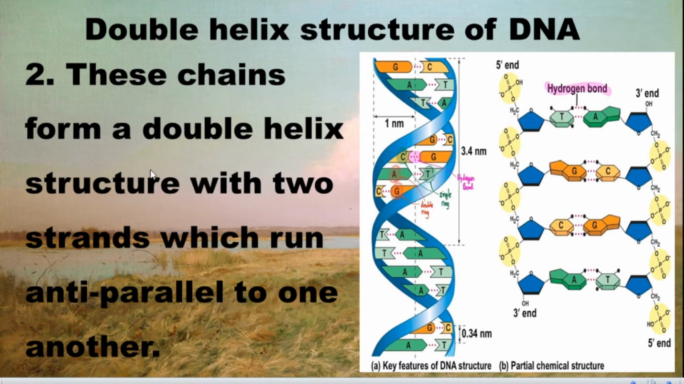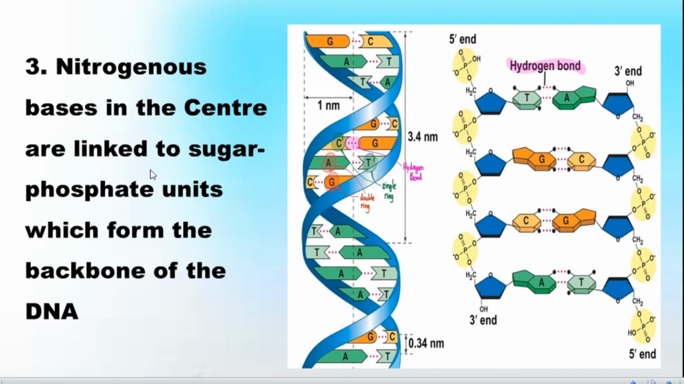So we will see that is the next point. Nitrogenous bases in the center are linked to sugar phosphate units which form the backbone of the DNA. So we have studied here nucleotides and the double helical structure of the DNA. Why do we call it a double helical structure of the DNA? Because the two strands are helical and coil together. In a certain area it is turned and becomes coiled. So that's why we call it a double helical structure of the DNA.